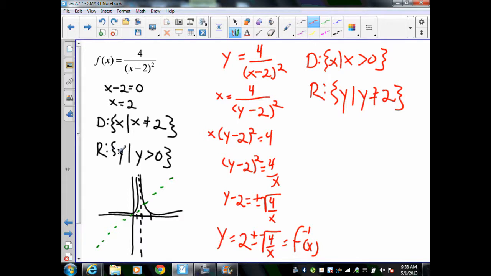I also know that if I did graph this, it would look something like this. At 2, it has an asymptote there, and my graph would look similar to this. We can use the vertical line test to determine if that's a function. And we can see that the vertical line test would fail, and this is not a function.